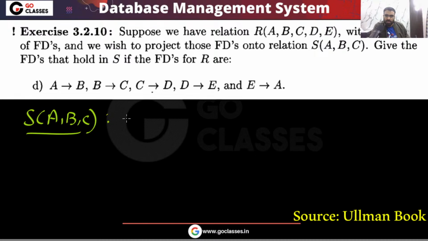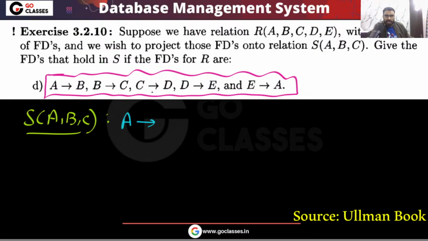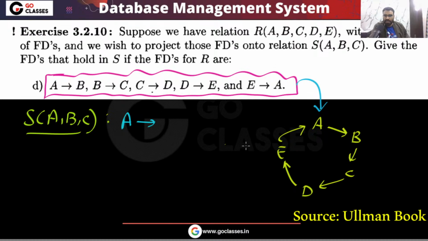First, what we will do? We will see what A can determine, what B can determine, what C can determine. Okay, you notice one thing here. In this set of functional dependencies, you can easily see that A determines B, B determines C, C determines D, D determines E, E determines A. So actually, if you notice one thing, every attribute can determine every other attribute. See, there is a cycle here. So if you notice these functional dependencies, then every attribute determines every other attribute. Yes or no?